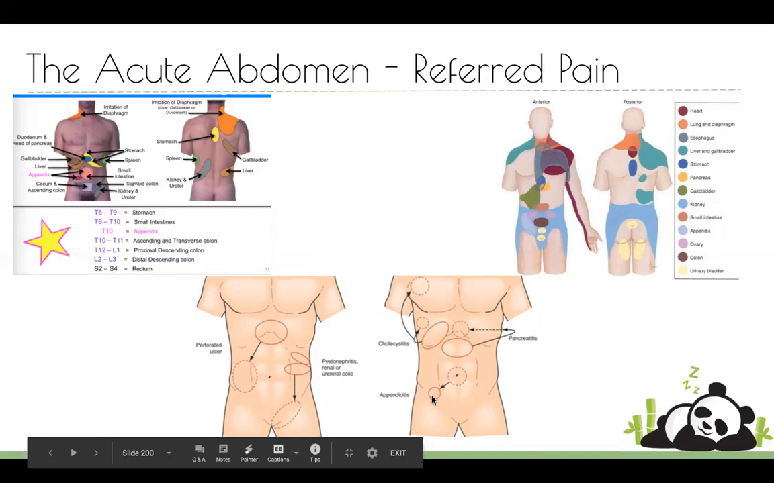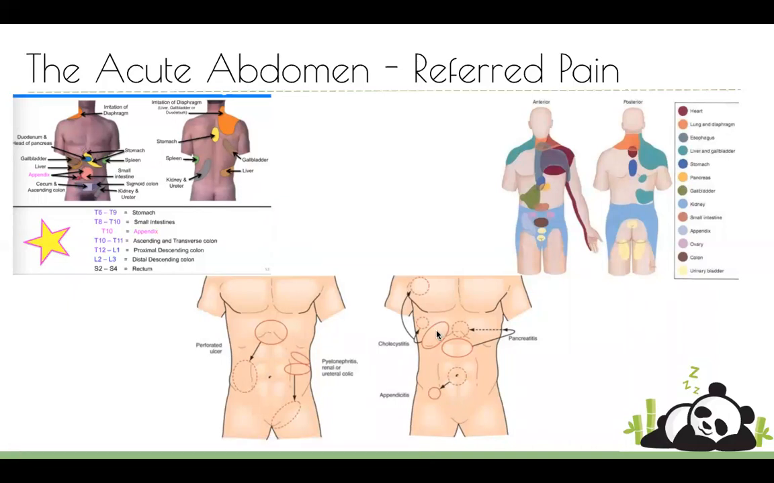Something like cholecystitis, you'll have it in your right upper quadrant, and then it might irritate the diaphragm and hence refer up to your shoulder blade, to your scapular tip. Pancreatitis is very epigastric, and then it radiates all the way to the back because it's retroperitoneal, and that's like 10 out of 10 pain. People are horrendously sick.